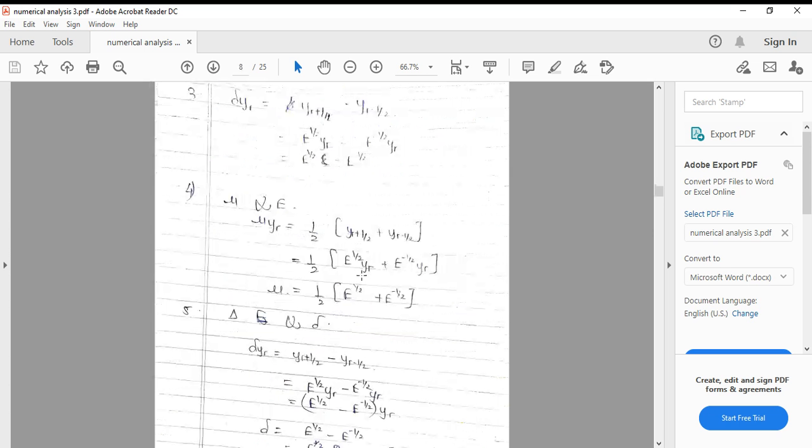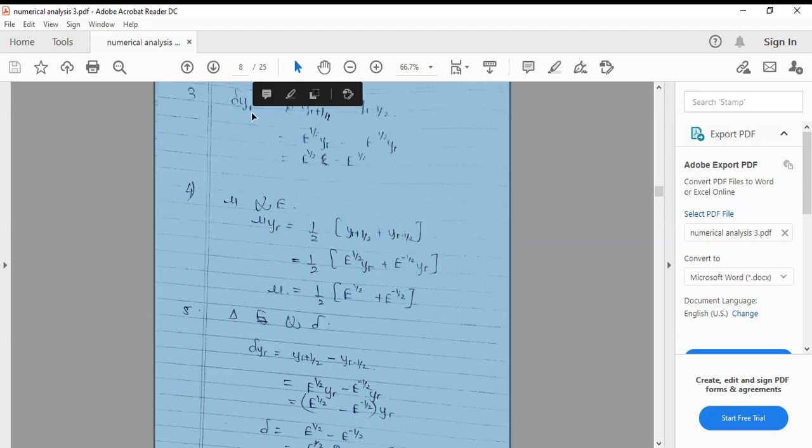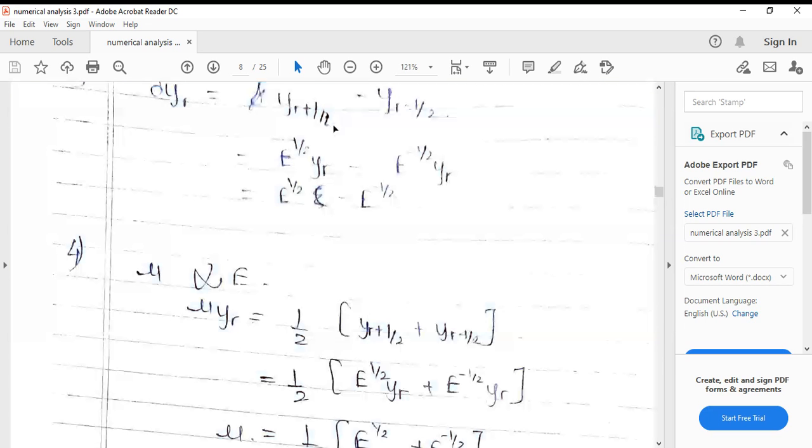Next is, what is the relation between delta, that is the central difference operator, and E? The third one, that is y_(r+1/2) minus y_(r-1/2). So instead of whatever we are having as plus, you have to take it to the power of E. What is E? E is a shift operator. E raised to half y_r minus E raised to minus half y_r. So you can get the relation.